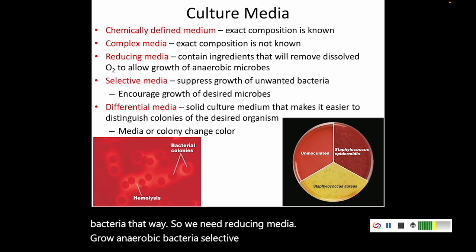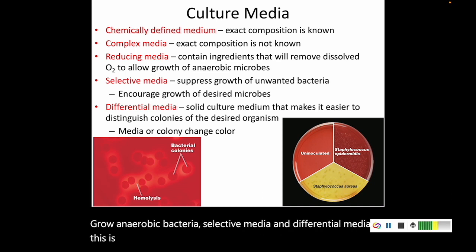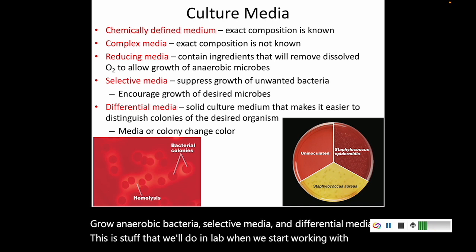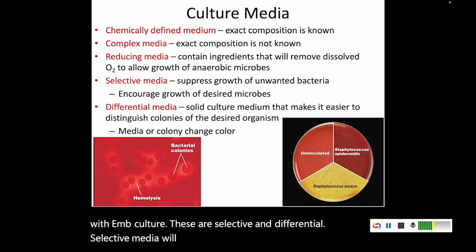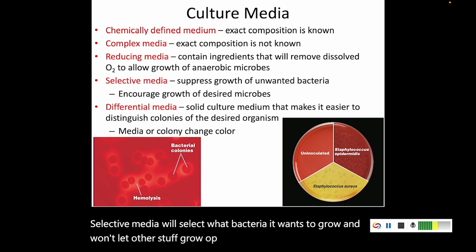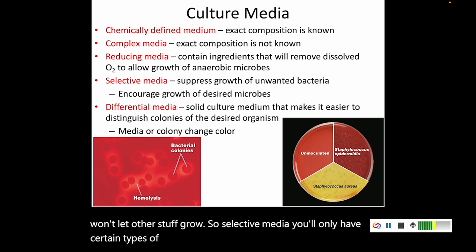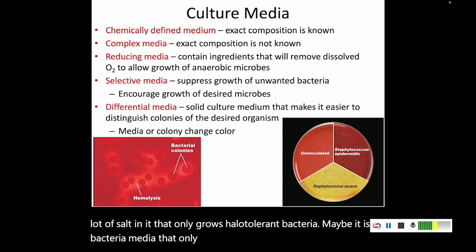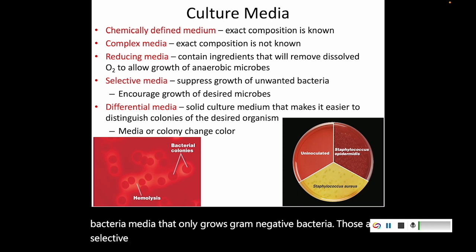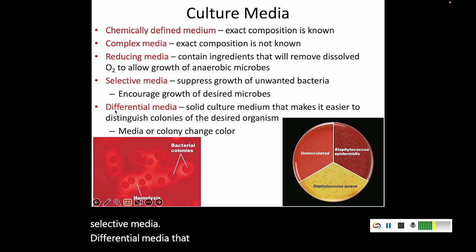Selective media and differential media. This is stuff that we'll do in lab when we start working with MSA or with EMB culture. These are selective and differential. Selective media will select what bacteria it wants to grow and won't let other stuff grow. So with selective media, you'll only have certain types of bacteria growing. Maybe it's a media that has a lot of salt in it that only grows halotolerant bacteria. Maybe it only grows gram-negative bacteria. Those are selective media.